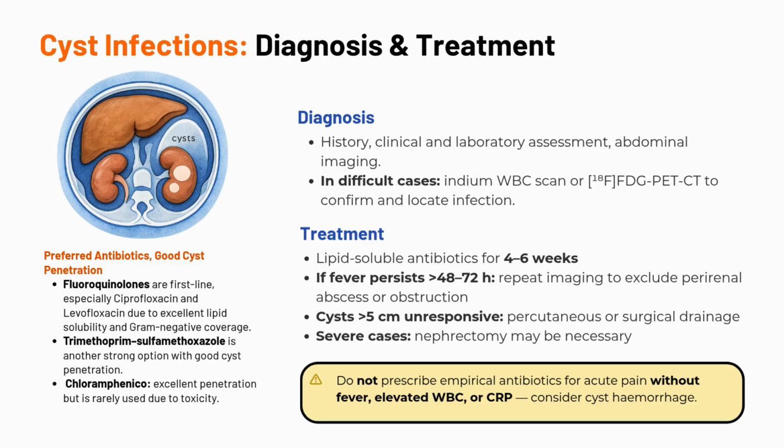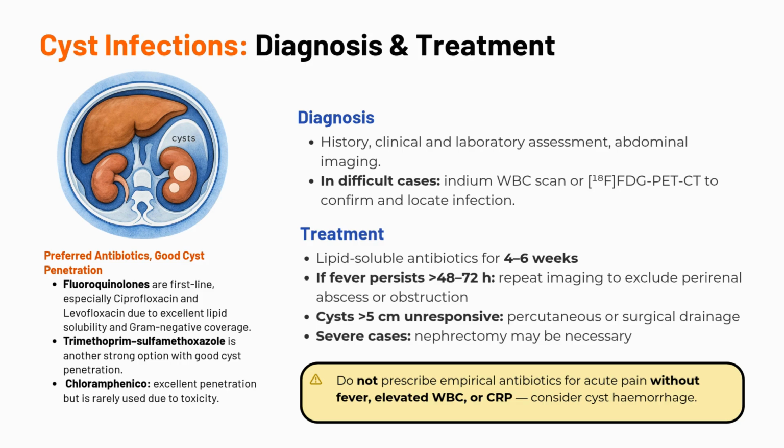Antibiotic strategy core principles. The key concept here is penetration, not just the spectrum. You need lipid-soluble antibiotics that can actually enter the cyst. Fluoroquinolones are first line, especially ciprofloxacin and levofloxacin, due to excellent cyst penetration and gram-negative coverage. Trimethoprim-sulfamethoxazole is another strong alternative with good penetration. Chloramphenicol has excellent penetration, but is rarely used because of toxicity.